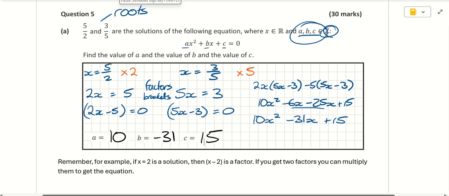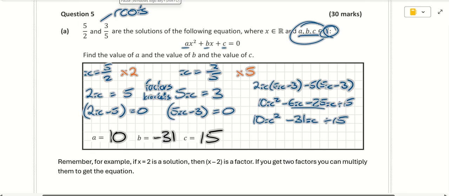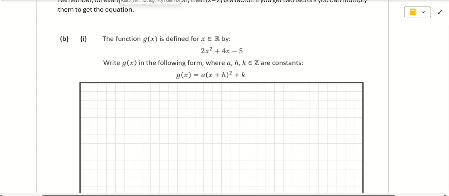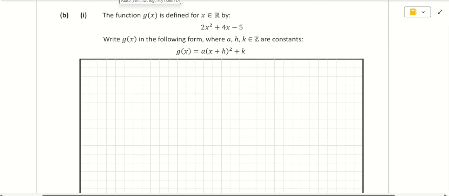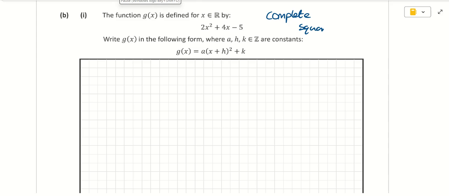Okay. Next question then. Oh yeah, I had the hint then. If you get two factors, you can multiply them to get the equation. Okay, so moving on then. You are given a function, and it is defined for x is a real number by this. So this is a complete the square question. Okay, so we need to complete the square.